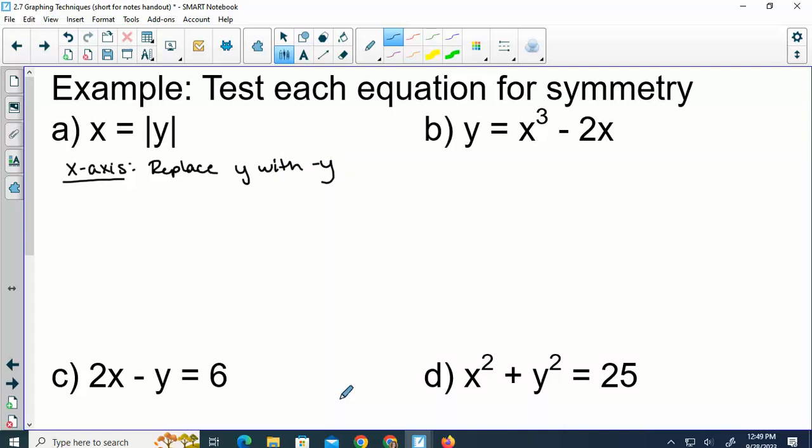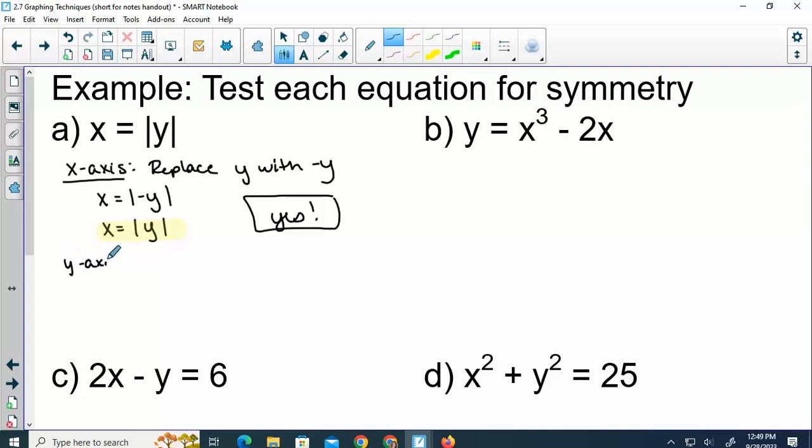If we get the same equation back, it was symmetric. If our equation changes, it's not symmetric. Okay, so if I put this in, what's the absolute value of a negative y? Yeah, it's the same as the absolute value of positive y. So I plug this in. Is that what I started with? Yes. So this means this graph is symmetric to the x-axis.